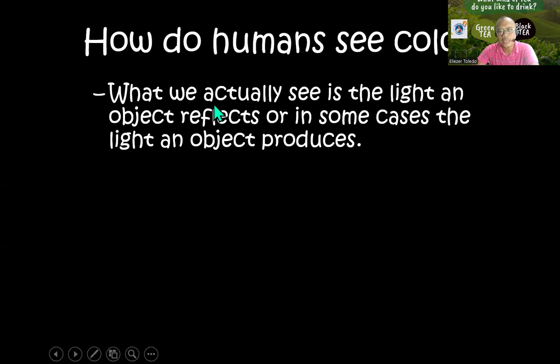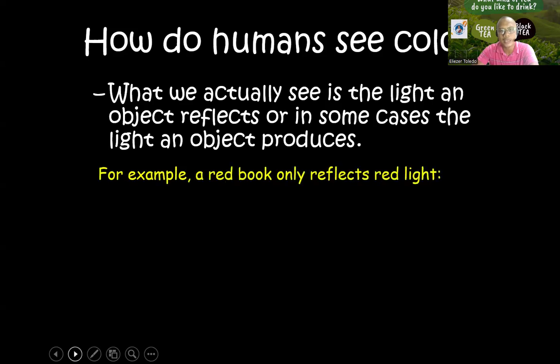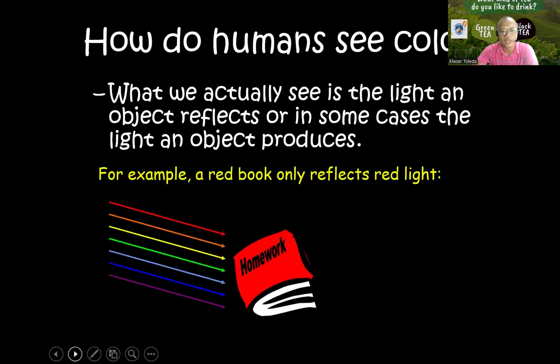What we actually see is the light an object reflects, or in some cases, the light an object produces. But we will stick with the term reflection and absorption of light. Now, what do we see here? When a white light hits this one, what color do we see? We'll just call it a red notebook.